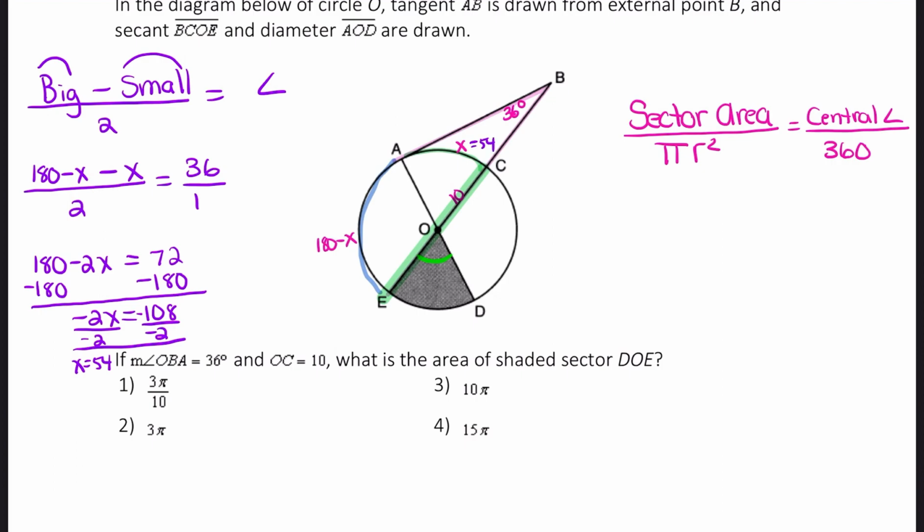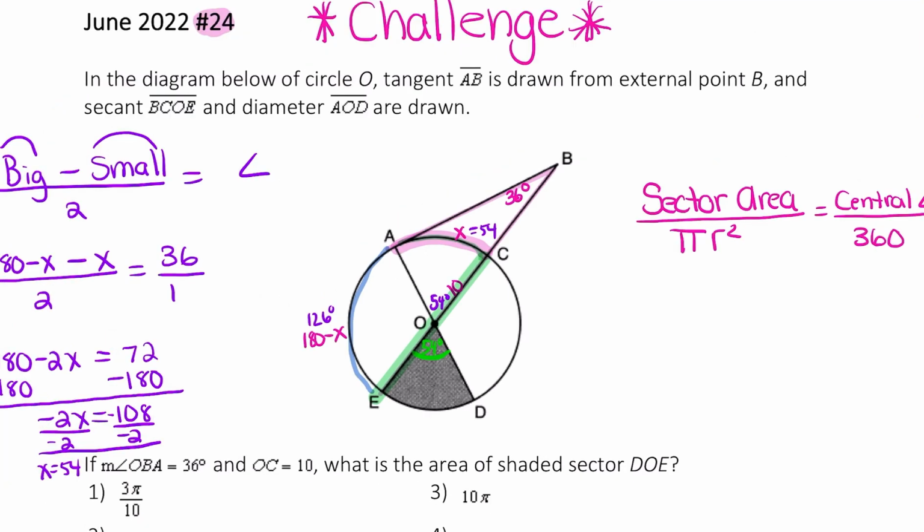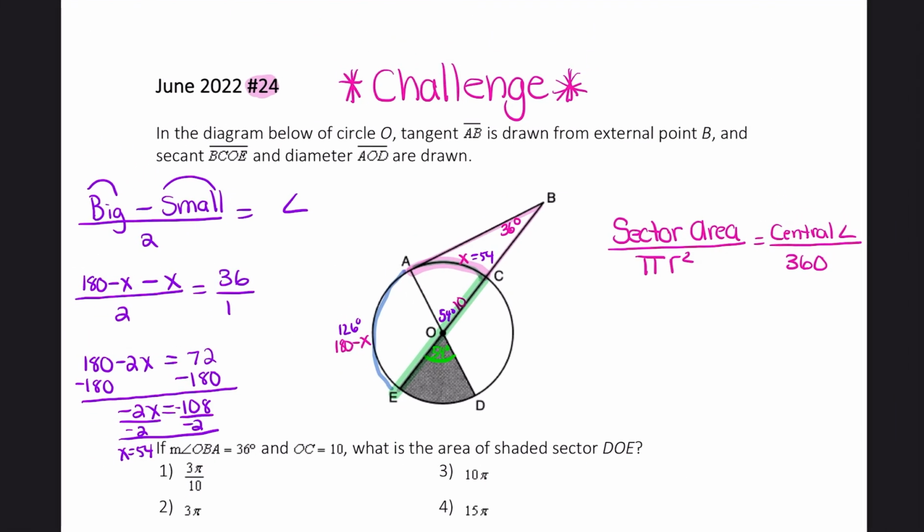I don't really need to know what that blue arc is, but if you're curious, you can do 180 minus 54, and you would find that that arc is 126 over here. But then I got to still do some angle chasing, right? If this arc is 54 degrees, that means that this central angle is 54 degrees as well, which means that this vertical angle is 54 degrees as well. Crazy, right? So much work just to get that central angle.